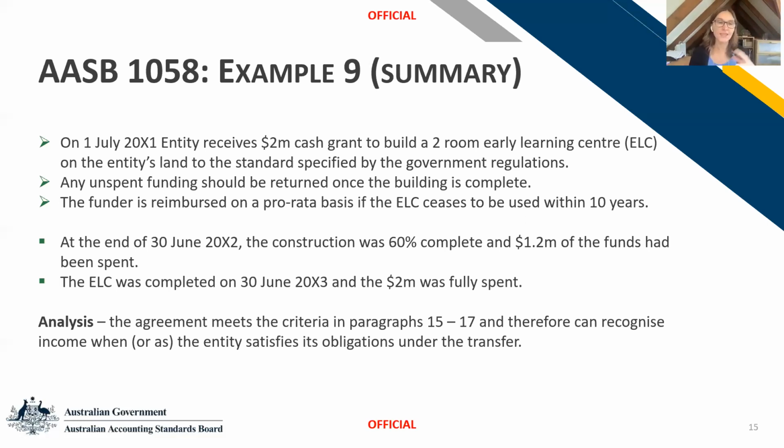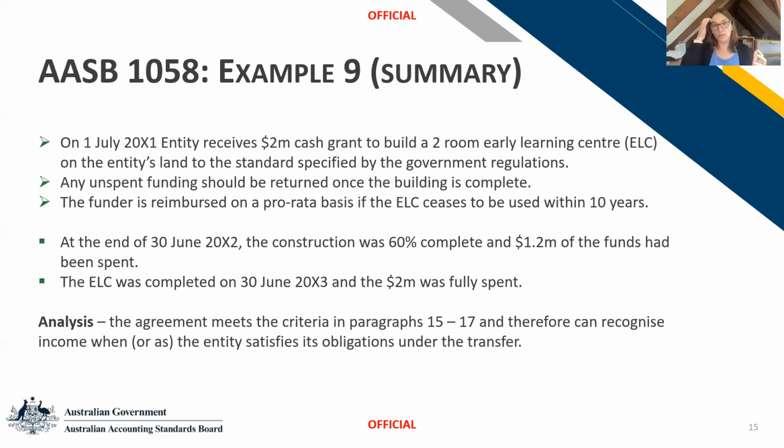So at the end of 30 June 2000X2, so 12 months after I received the money, the construction is 60% complete, and I've spent $1.2 million of the fund. I finish it a year later, so I finish it 2 years after I receive the money, and I spend all of the $2 million. So when I look at those criteria, I received a financial asset being cash to construct a non-financial asset being my early learning centre. The early learning centre is going to sit on my books. I'm not transferring it anywhere else, and I deem that it is an enforceable agreement.